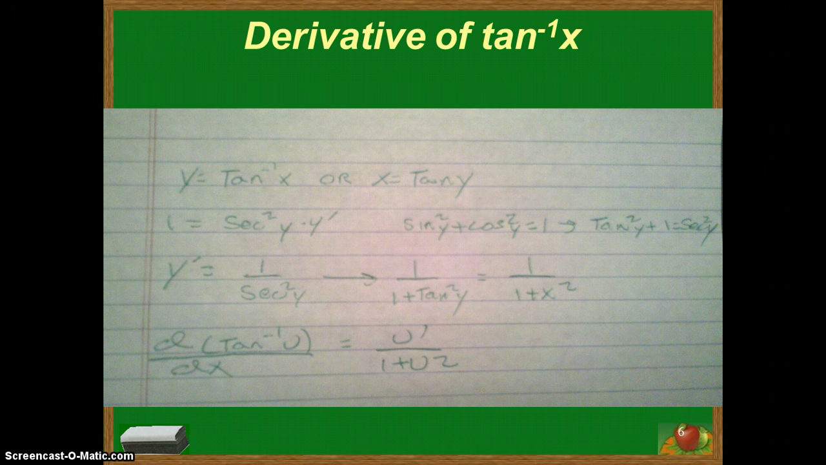If u is a composite of x, I've got to multiply by the derivative of the outside times the derivative of the inside. Okay? Well, the derivative of the outside is just going to be 1 over 1 plus u squared. Multiplying by u prime, I would get the derivative of arctan of u would be u prime all over 1 plus u squared. We're going to do some sample problem here in a minute.